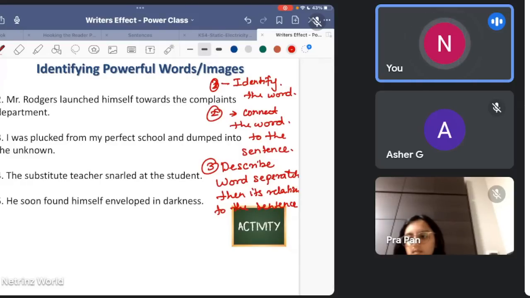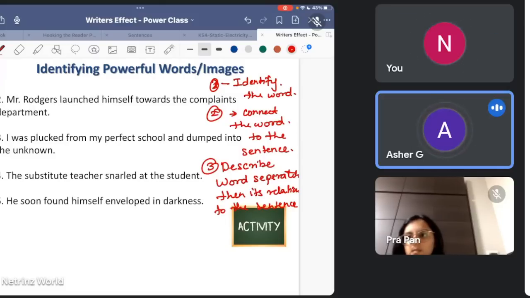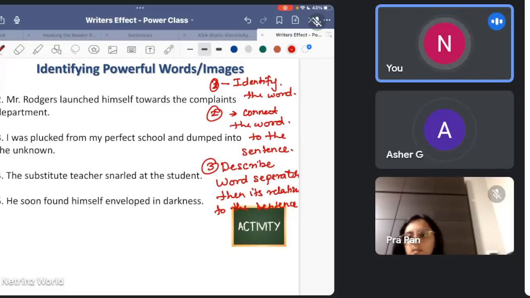Let's start with the second one, both of you. I was plucked from my perfect school and dumped into the unknown. Now, here, only identify the powerful words or images used. Mahika.